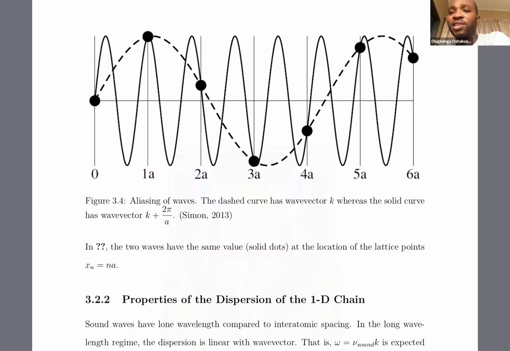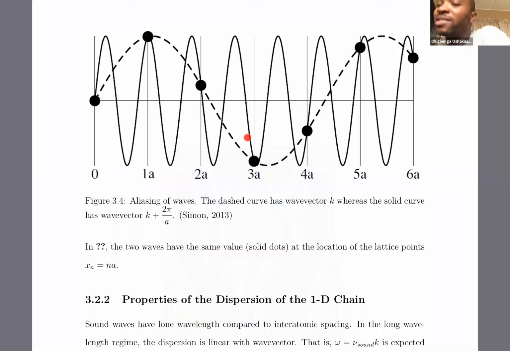So this figure is trying to tell us to compare two different types of graphs, where we have one of wave vector k, and the other one is wave vector. Okay, let me bring out my pointer. This is wave vector k, while this is wave vector k plus 2 pi.